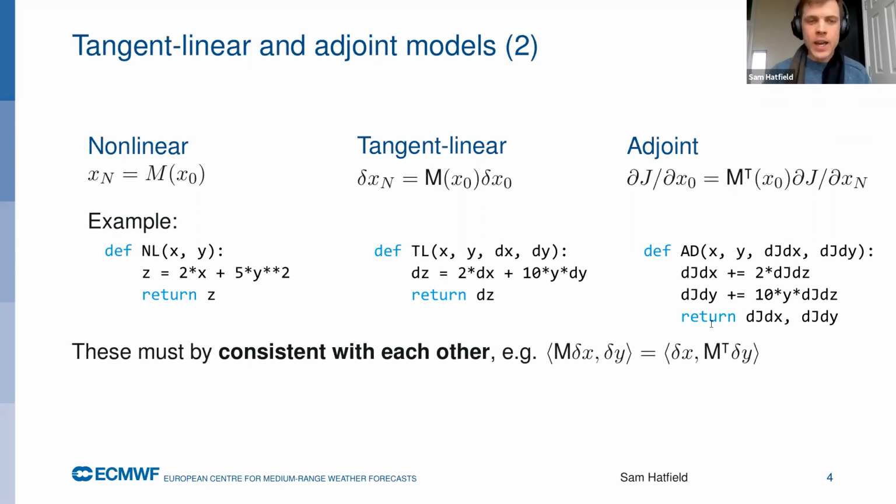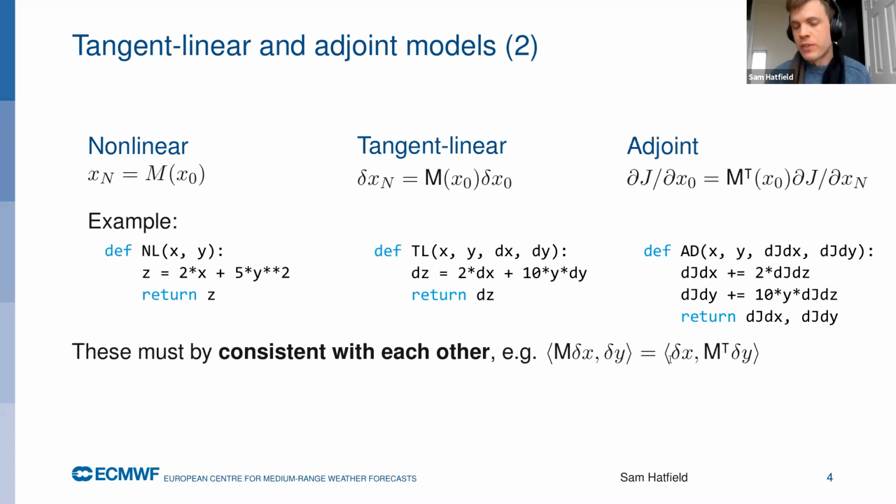And I've shown here some pseudocode, which looks like Python. You don't need to concentrate on this too hard. It's just if you're curious how these different models are actually implemented in practice. So these three models have to be consistent with each other. They have to satisfy certain criteria in order for data assimilation to actually work correctly.